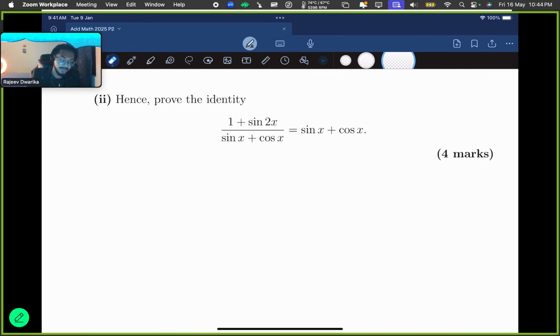They're saying, hence prove the identity 1 plus sine 2x over sine x plus cos x is equal to sine x plus cos x. Now this probably messed up plenty people. Did you get it correct? No. Okay, let me show you how to do it, right? You're going to be mind blown.